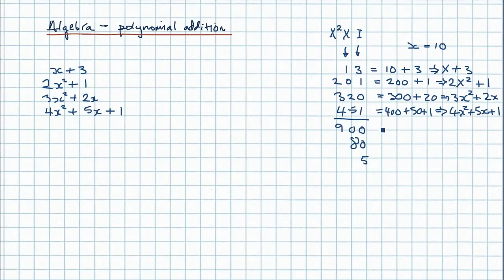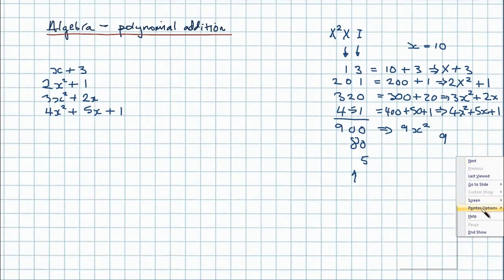Now how would we express that? Well, our 900 is 9x squared then, because x equals 10. 9x squared. Our 80 gives us 8x. But it's very important that we don't line it up underneath the 9x squared here, because as we can see from here, it goes into that column there. All right, so I'm going to put this over here.